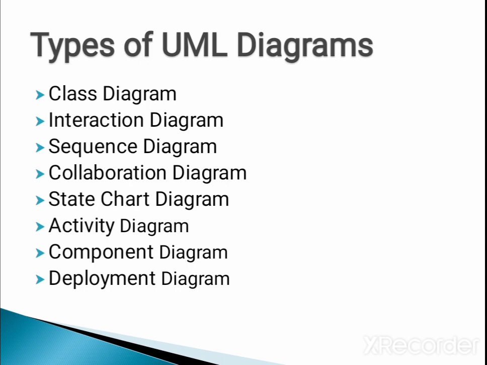Types of UML diagrams: class diagram, interaction diagram, sequence diagram, collaboration diagram, state chart diagram, activity diagram, component diagram, and deployment diagram.